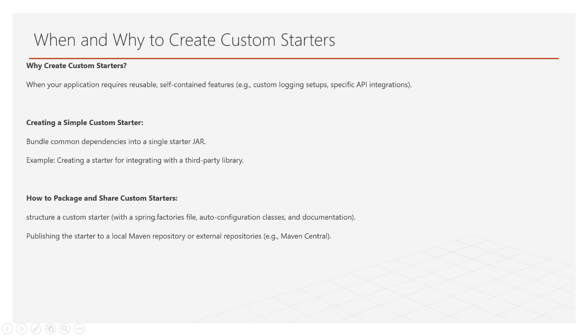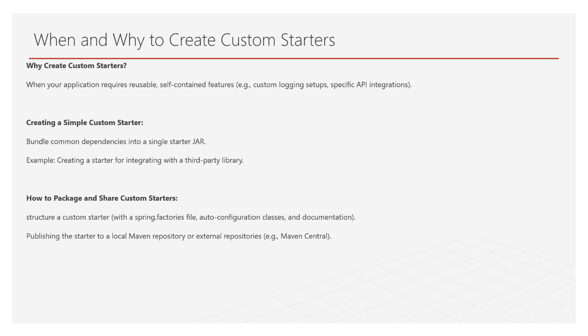Let's look at the other thing now: when and why we use a custom-created starter. Basically, when you require reusable, self-contained features, like a custom logging setup or a specific API integration, in those cases we use them. We can create a simple starter by bundling the common dependencies into a single jar file. Let's say you want to integrate something with a third-party library; we can make use of it. Now, how can you package this and make it available to share as a custom starter?